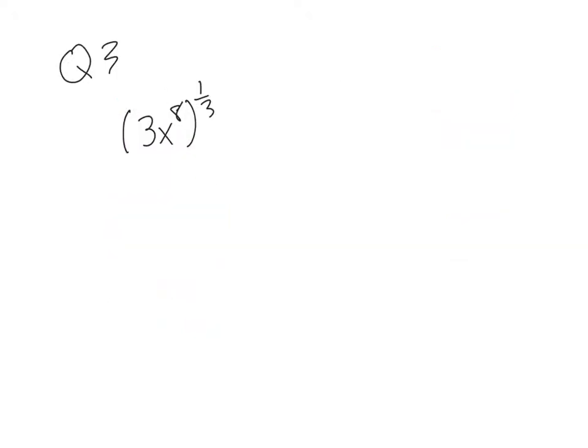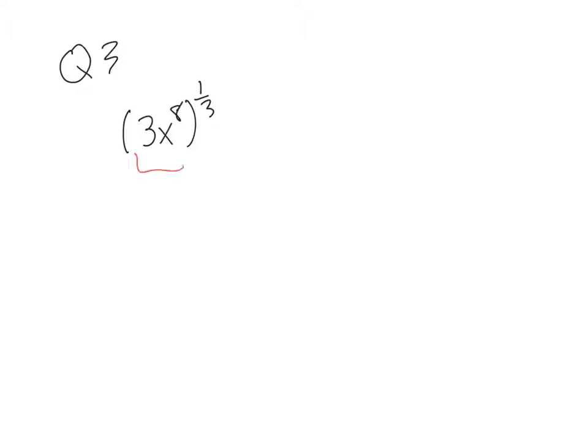For question 3, I want you to pay attention to the fact that I had a typo in the review. It only said 3x to the 8th to the power of 3, and it should have been to the power of 1/3. For question 3, we're going to do the opposite of what we did for questions 1 and 2. For questions 1 and 2, we took the radical form and switched it to exponent form. This is already in exponent form, and we're going to switch it to radical form.